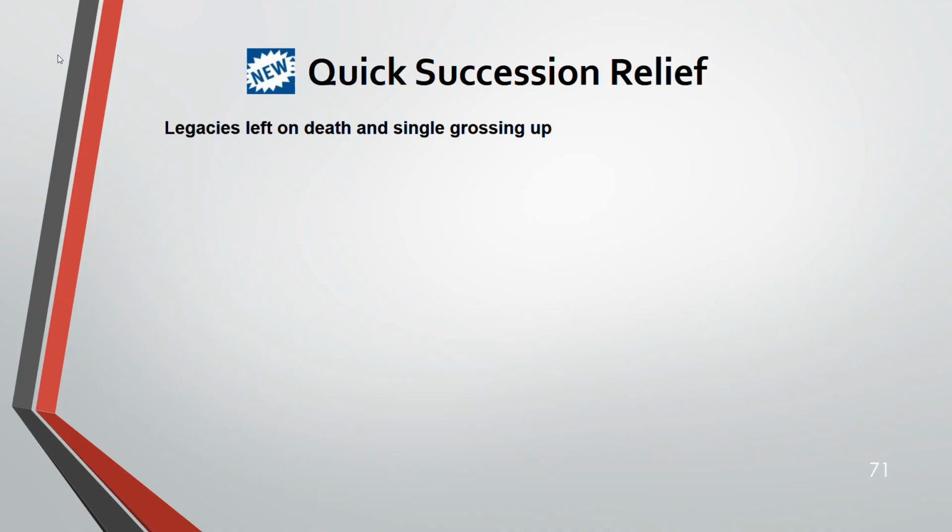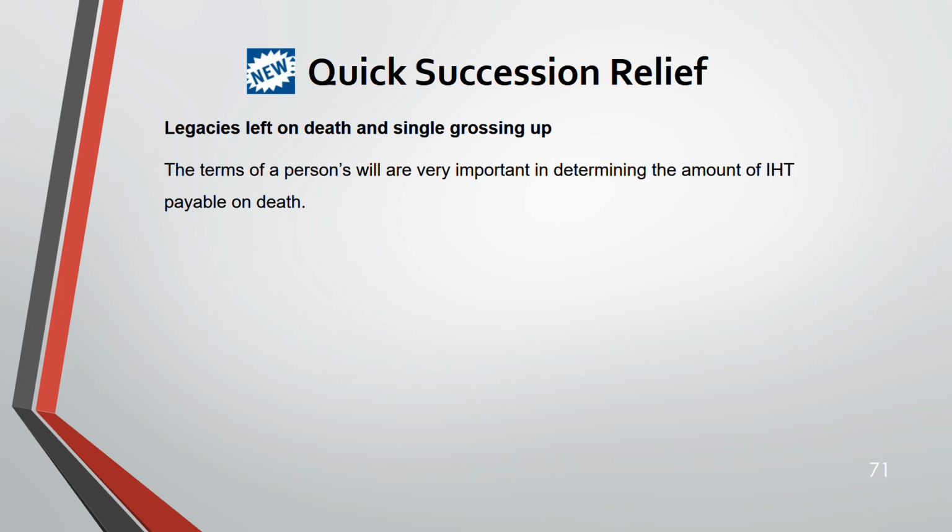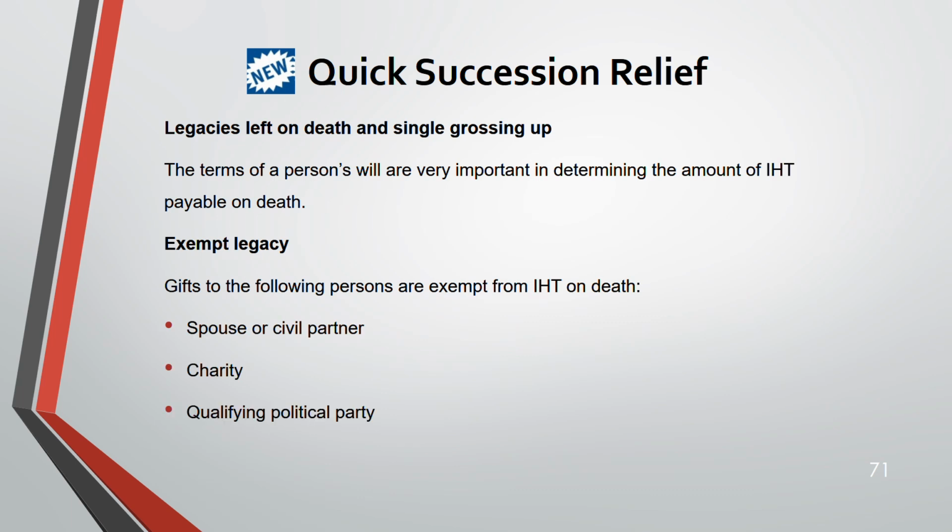So we have come to the last part of this lecture. Before I do two more questions and then summarize this lecture, the topic is legacies left on death and single grossing up. This also has a very high chance of coming in your ATX exam. The terms of the person's will are very important in determining the amount of IHT payable on death. Gifts to the following persons are exempt from IHT on death: spouse, charity, qualifying political party. This you have seen previously.